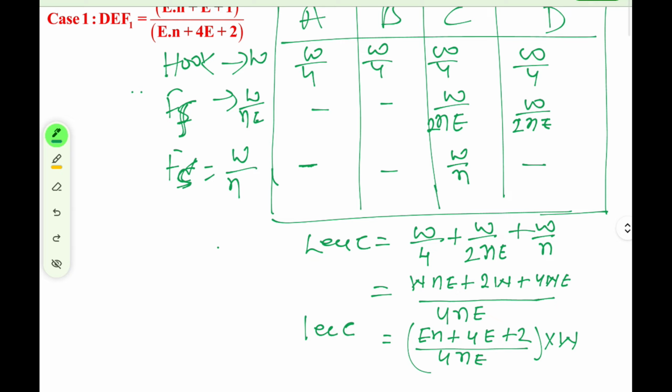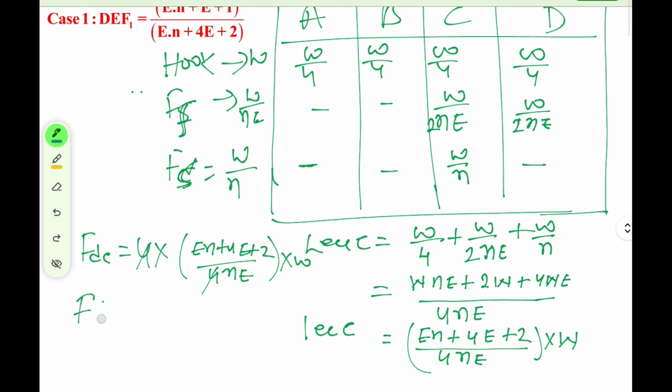Now if we want to calculate FD, the maximum equivalent Derrick load, then we have to multiply the maximum load by 4. That maximum load is NE plus 4E plus 2, divided by 4NE, multiplied by W, right? This 4 will cancel out. The maximum equivalent Derrick load will be NE plus 4E plus 2, divided by NE, multiplied by W. Now let me remove the other stuff, right?